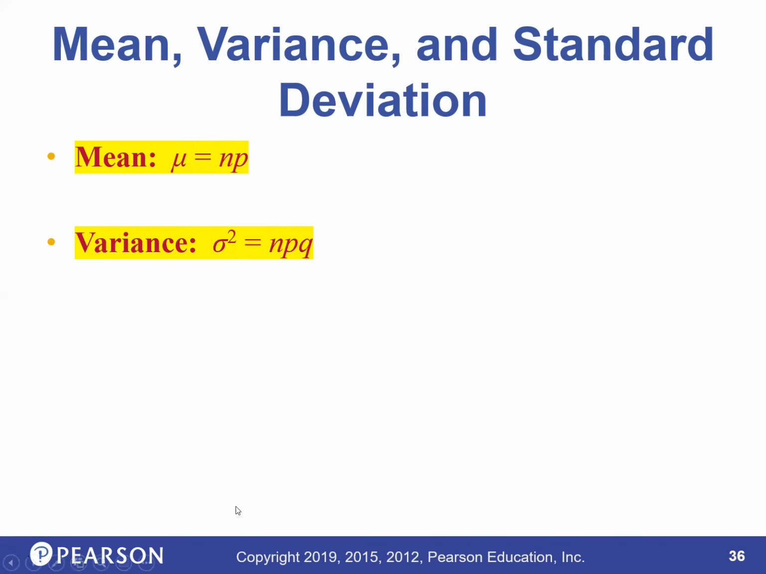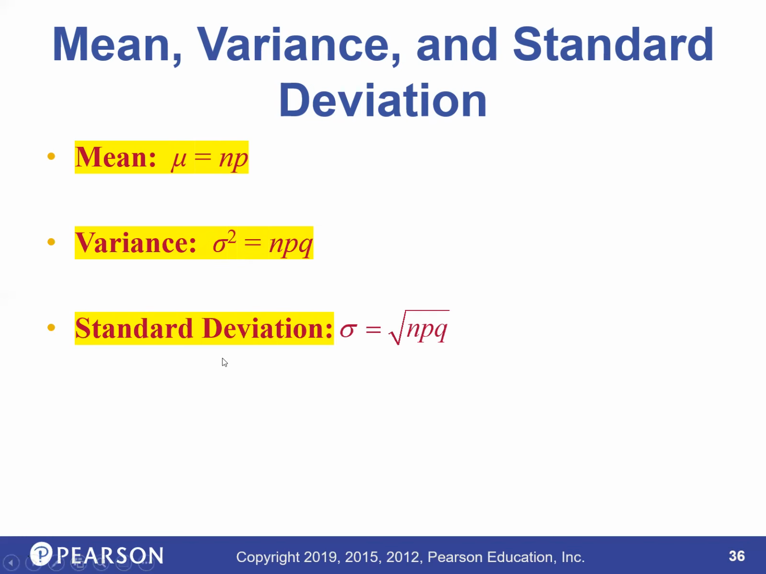Okay, next one. Real quick, we got two more. Variance. And then we got standard deviation. Variance we do sometimes, but really the main ones are mean and standard deviation. Top and bottom are the main ones.